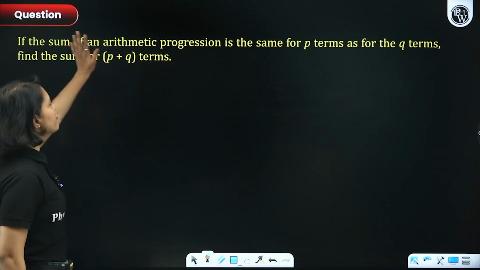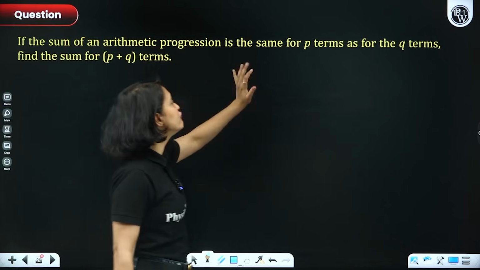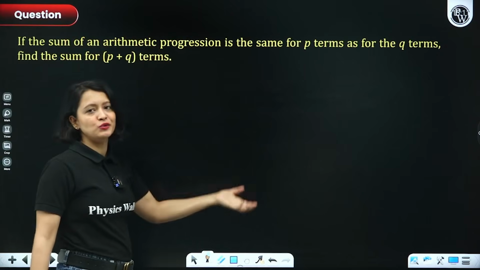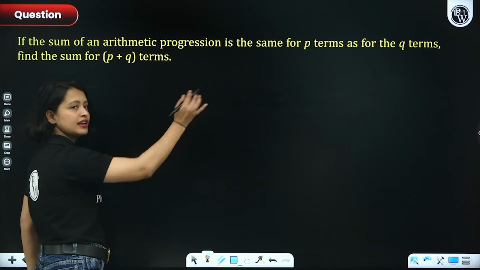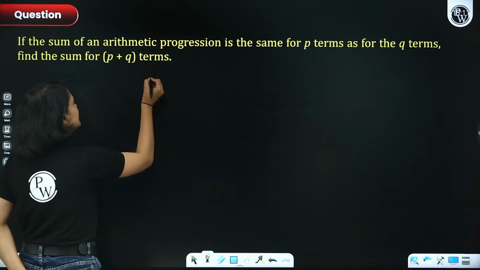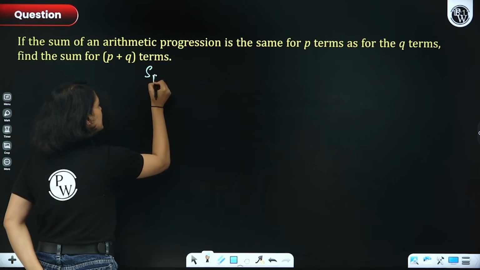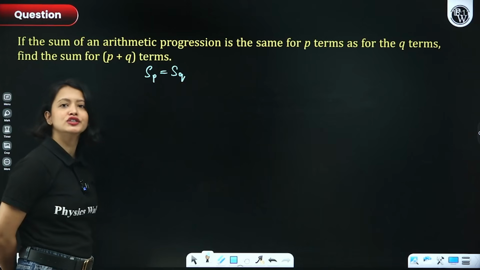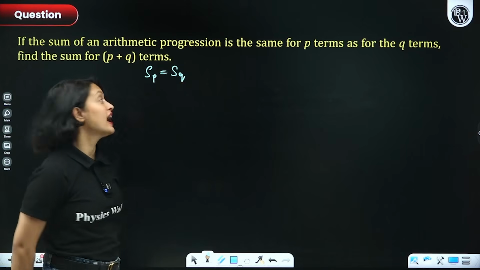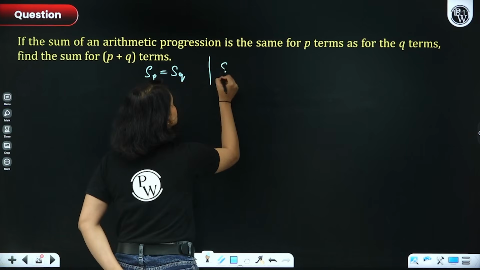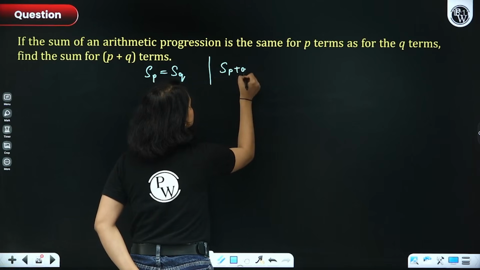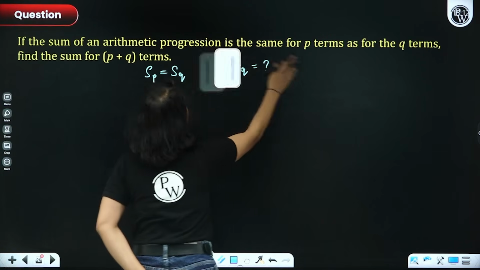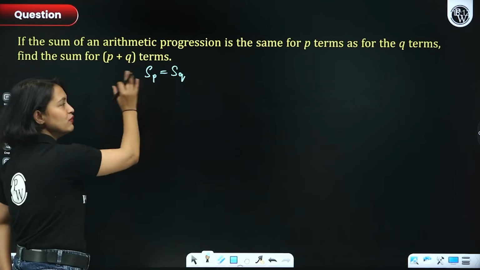So, if the sum of an arithmetic progression is the same for p terms as for q terms, then find the sum of p plus q terms. Let's write it mathematically, everyone. They are saying that for the same AP, the sum of the first p terms is equal to the sum of the first q terms. And we have to figure out the sum of p plus q terms. I'll erase this for now and let's see what we get from here.